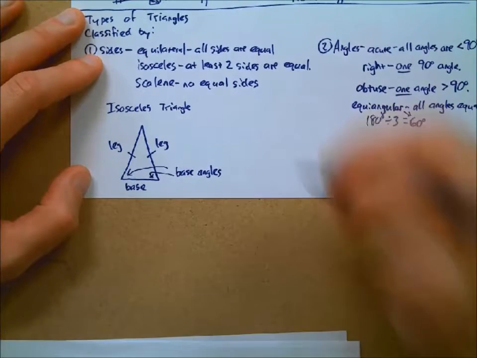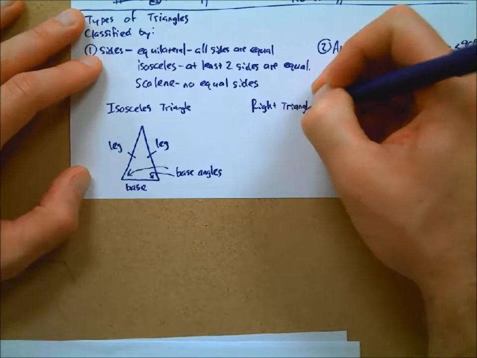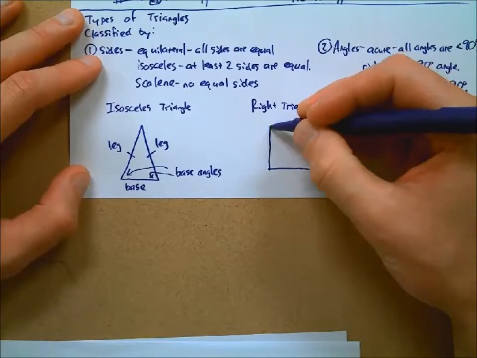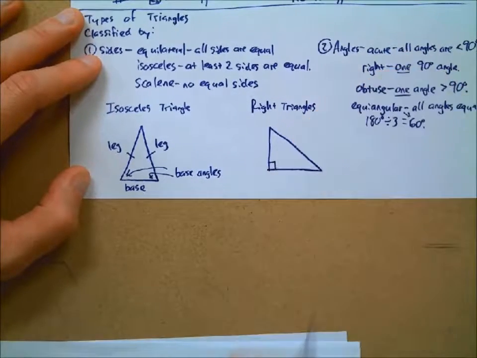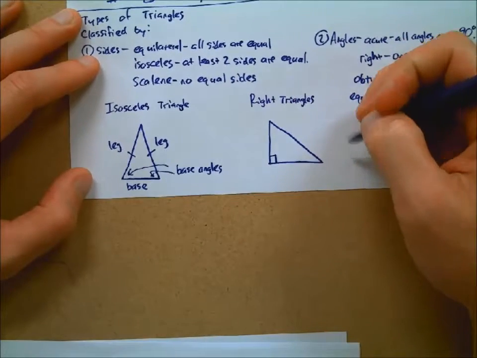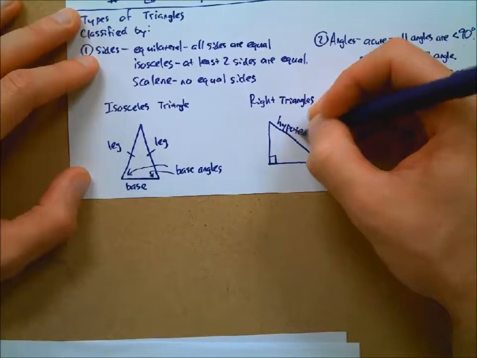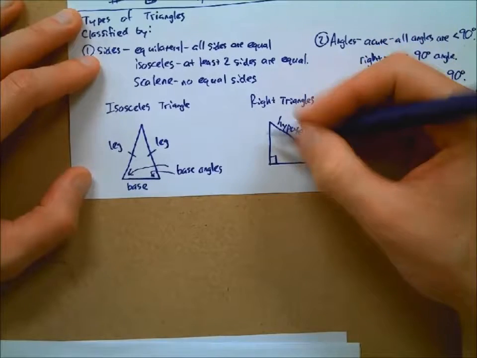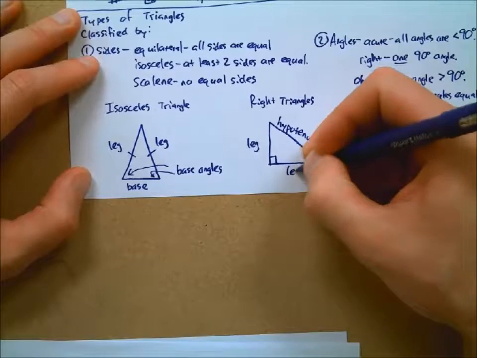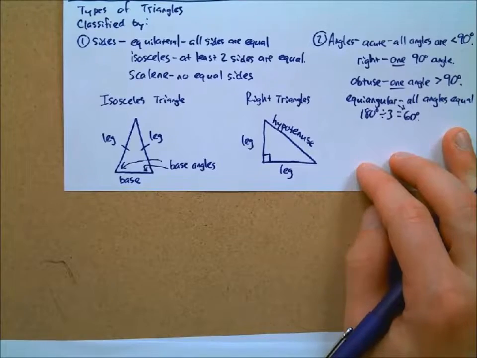And then in right triangles, we also have some names of things too. Okay, so it's a right triangle, right angle there. The longest side in a right triangle is called the hypotenuse. And the other two sides are called the legs. So the word leg is used in two different kinds of triangles.